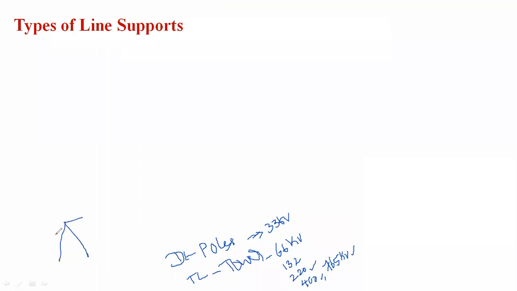Now, this is nothing but the R phase, Y phase, and then B phase. This is for the single circuit. The double circuit, in the sense, has R phase, Y phase, and B phase, and another set for R dash, Y dash, and then B dash.